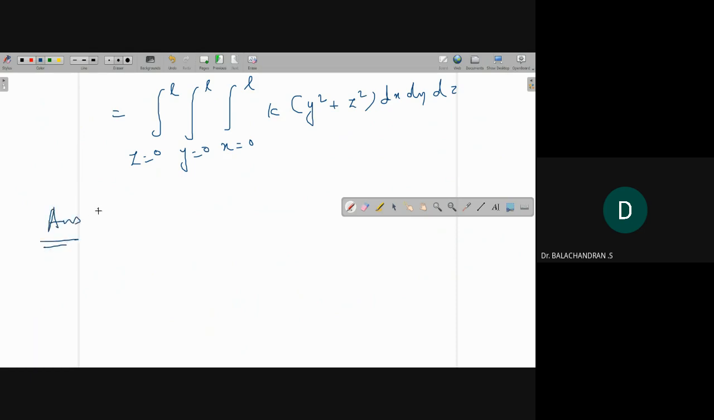Answer is Ix is equal to 2K L power 5 by 3.